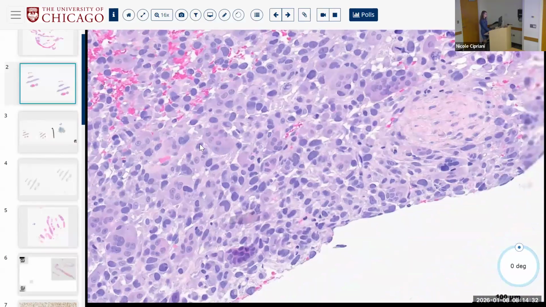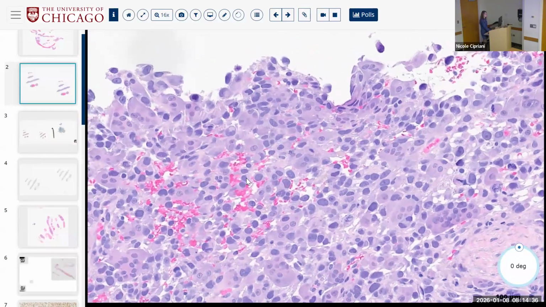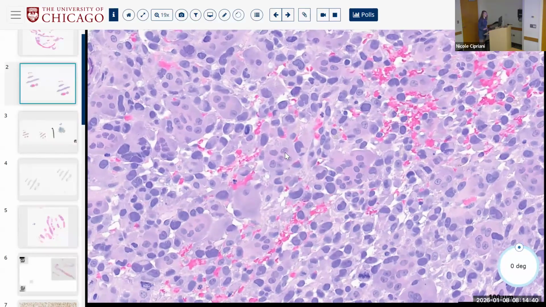What other cells do you see in the background? Giant cells. What descriptor would you put on these giant cells? Are they Touton giant cells? Are they wreath giant cells? Are they osteoclast-like? They're osteoclast-like giant cells, right? They're kind of small. They've got like 3, 4, or 5 nuclei. Nice pink cytoplasm, right? So these are osteoclast-like giant cells.